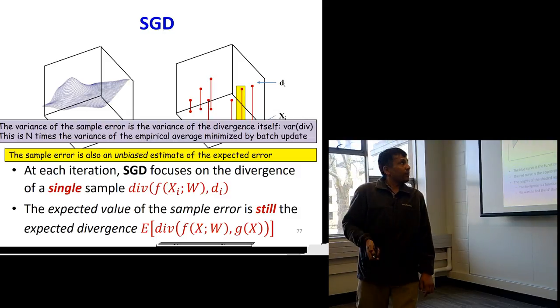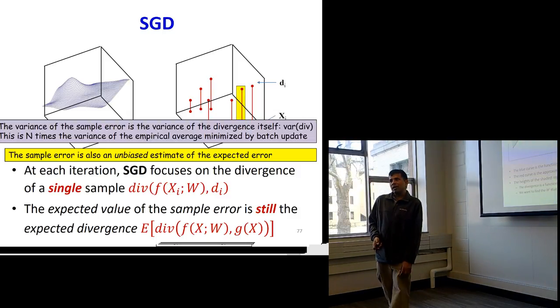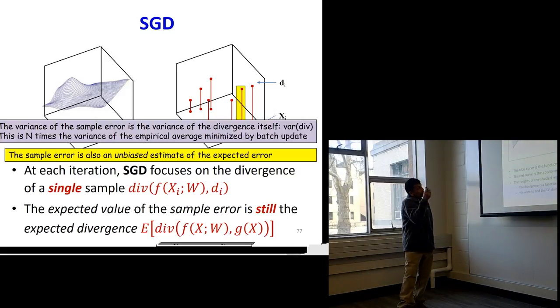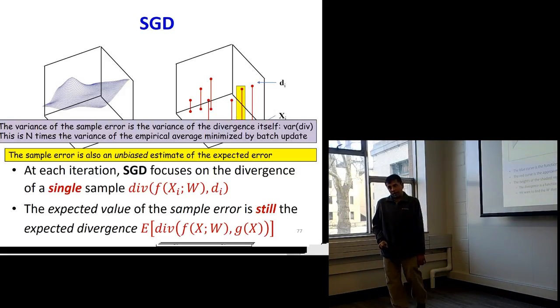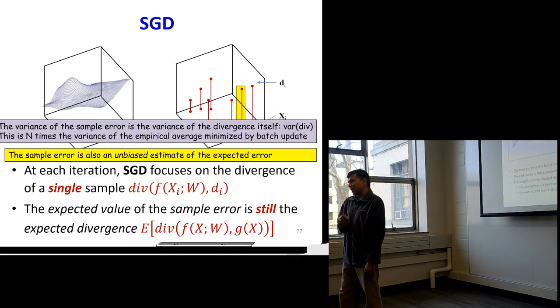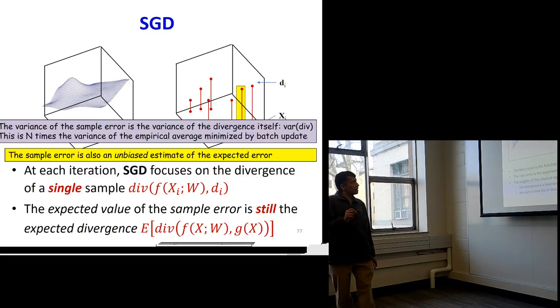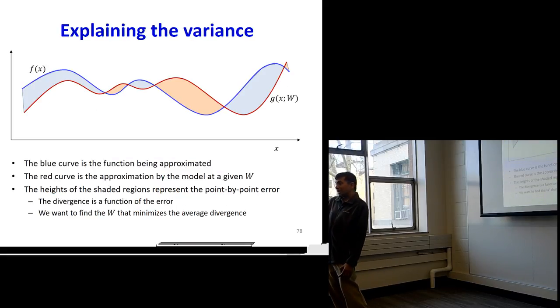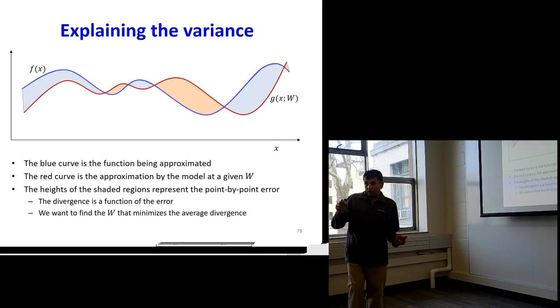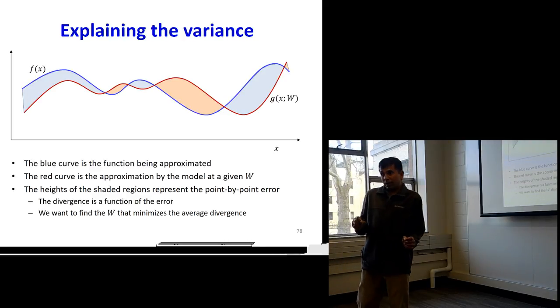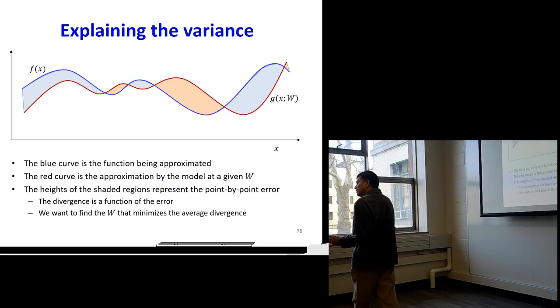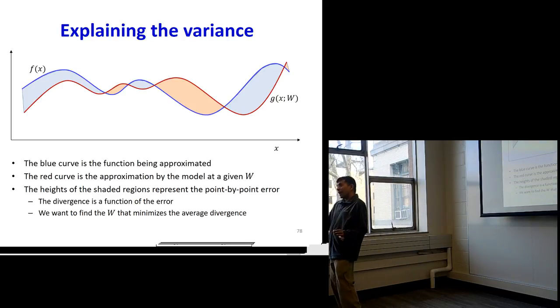Now let's try to get a feel for this using figures, right? Let's say the blue curve is the function that I'm trying to estimate. The red curve is what I currently have as the output of my network. The colored areas between the two curves represent the area that I'm trying to minimize when I'm trying to optimize my function. This area is what I would like to minimize.